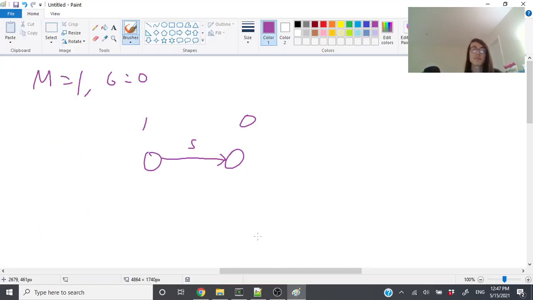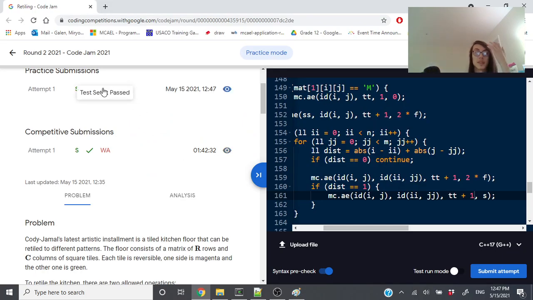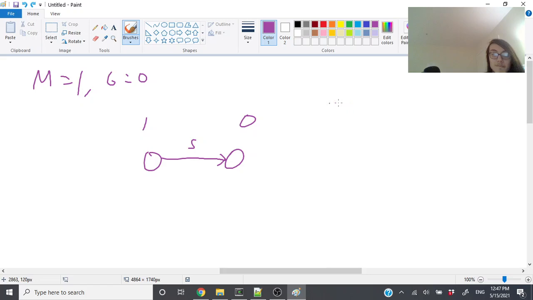Yeah, so basically we have an edge from moving from 1 to 0 is an edge with cost. Yeah, that worked. Okay, damn it. All right, well, whatever. Doesn't matter. Still qualified. It's okay.